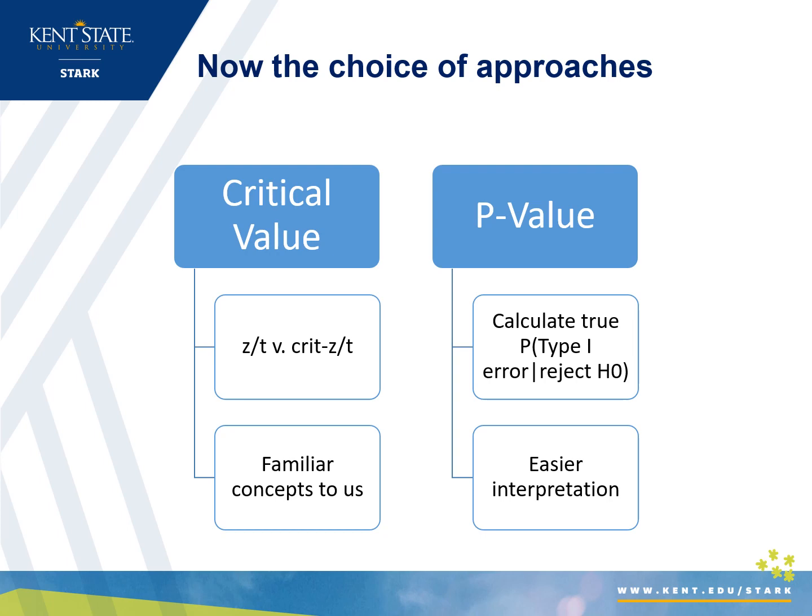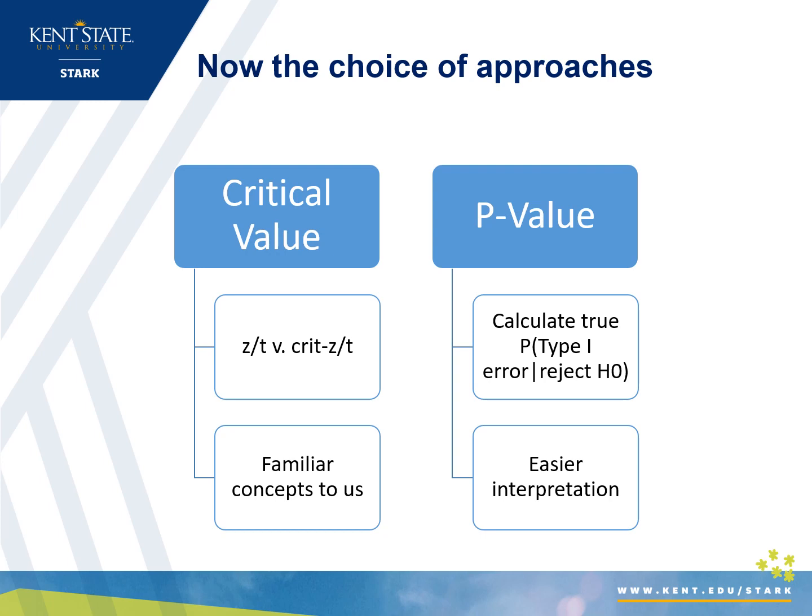Once we have completed step 3, we now have to choose which approach we want to use, the critical value approach or the p-value approach. The critical value approach asks us to calculate the z or t value from the sample and compare to a critical value. This option has the benefit of using concepts we've seen before. Z and t are nothing new, and this approach overlaps a lot with the work we did on confidence intervals.